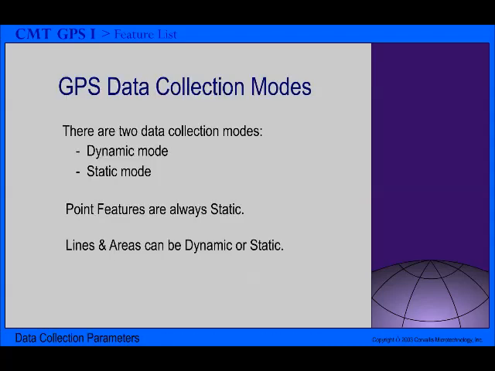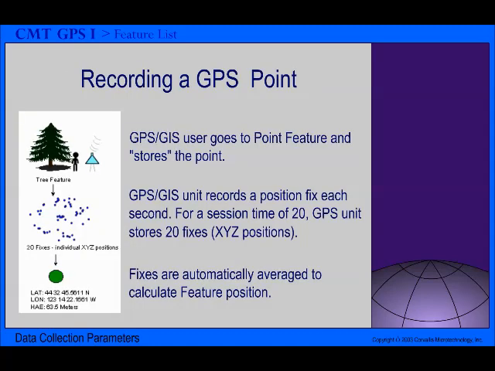When you collect GPS data, you could keep your GPS receiver stationary, or you could walk or drive around with it. Obviously, you would stay still while recording the position of a point feature. This is called the static mode of data collection. For the static mode, you can specify a session time. For example, with a session time of 20 seconds, you will stay still for 20 seconds, while your GPS receiver takes 20 position fixes. These 20 position fixes will be averaged to yield one XYZ position.